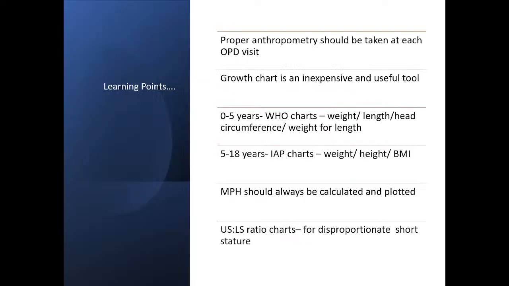So learning points: anthropometry is a must in each OPD visit, growth chart is inexpensive, which chart we need to use, and how do you need to calculate MPH. Any questions? I think I finished at right time.